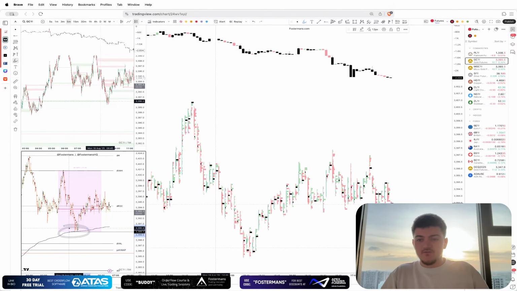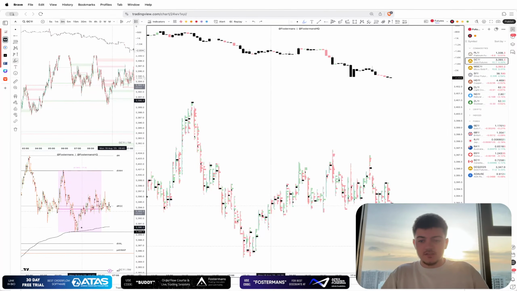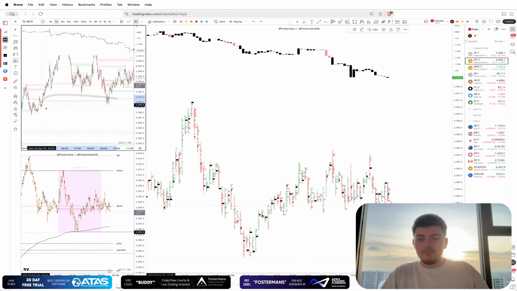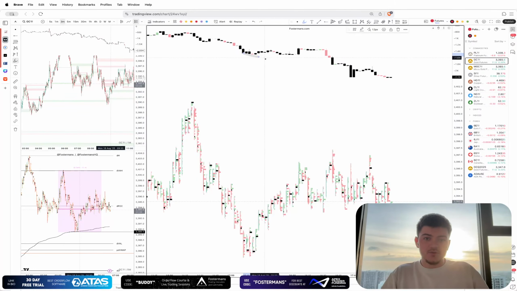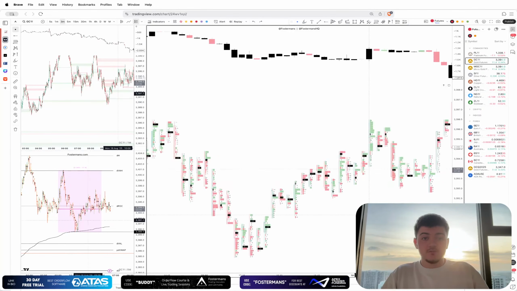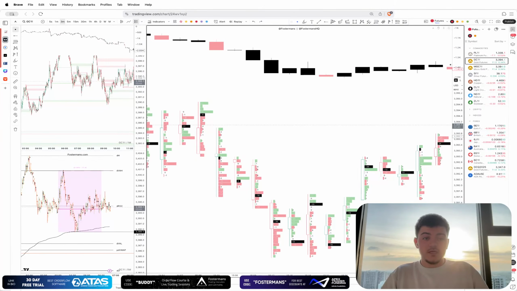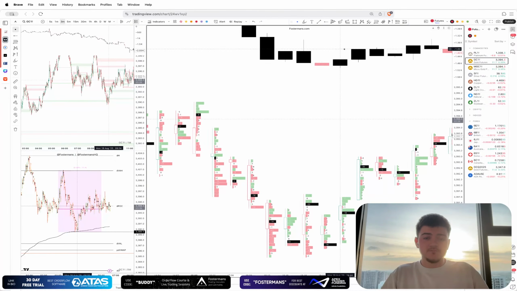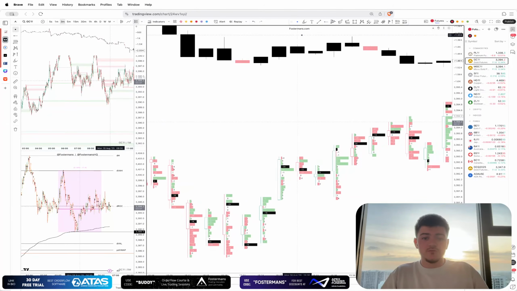We had VWAP. We had 2 POCs for the entry. We had an imbalance. We had CVD divergences. Slight but still tradable, right? Like I even trade candle CVD by the wicks. A lot of people say don't trade the wicks, but I'll just give you one good reason why.